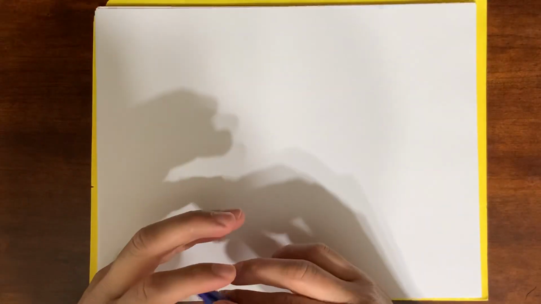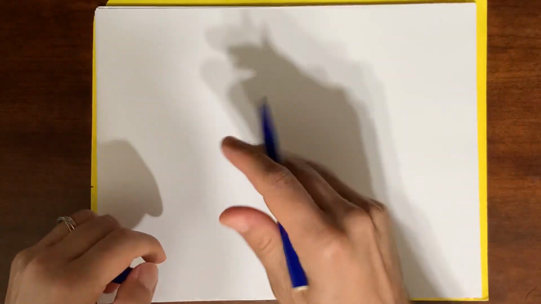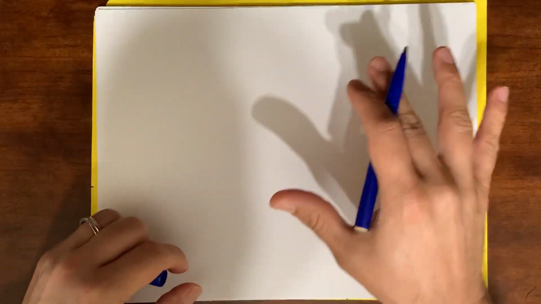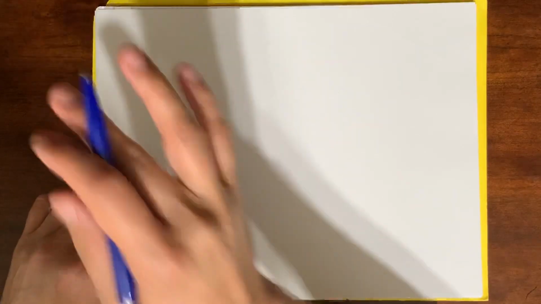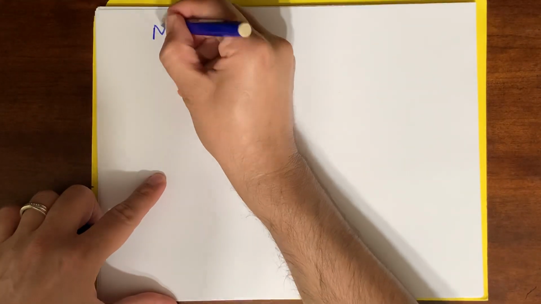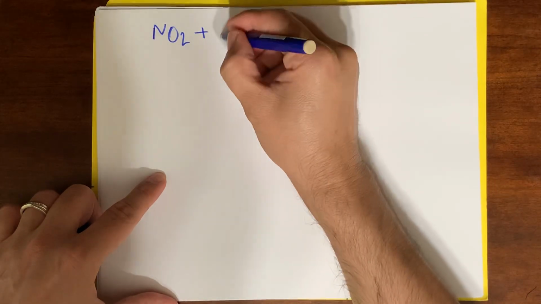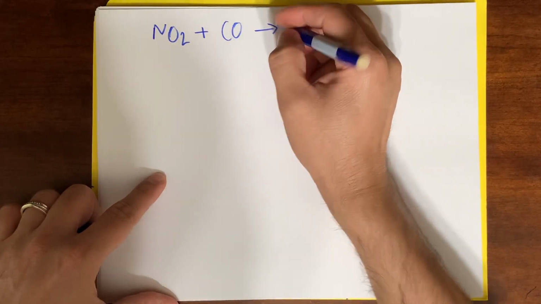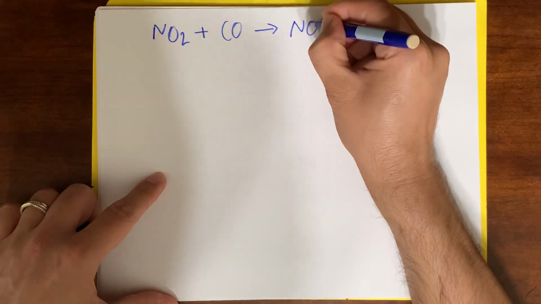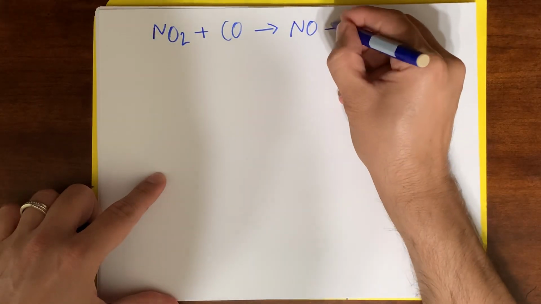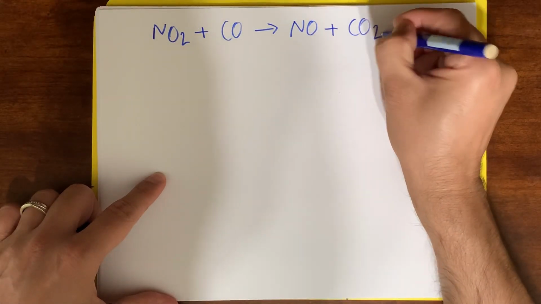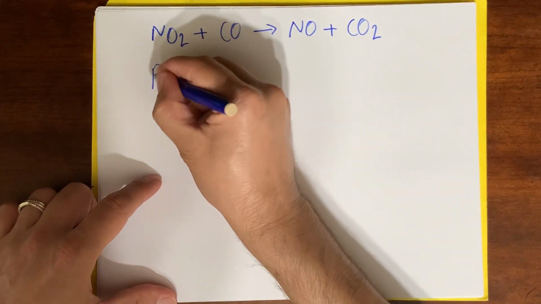Hello everybody. In this lecture, I will start with the rate law. Rate law is a formula that shows you the connection between the rate of the reaction and the concentration of the reactant. For example, we have NO2 plus CO, we get NO plus CO2.